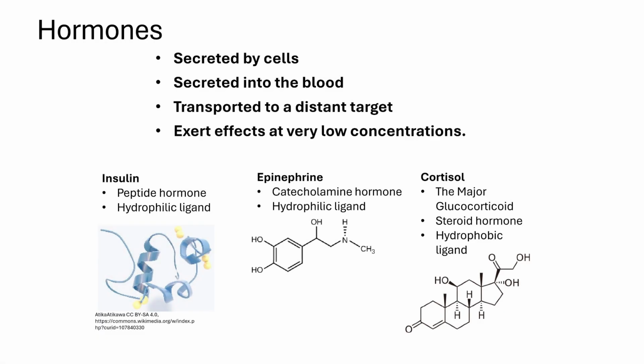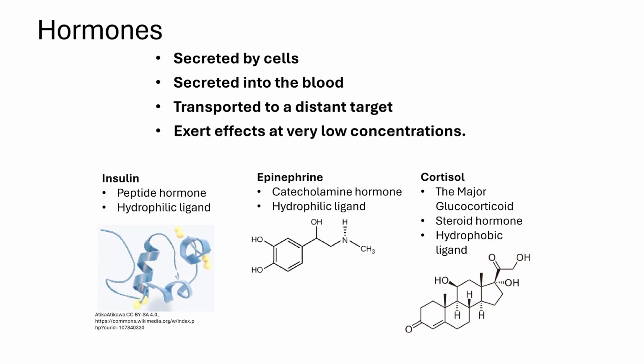A hormone is a chemical message secreted by an endocrine organ that travels through the bloodstream or lymph to affect cells in another part of the body. Hormones are very powerful even at very low concentrations, like nanomolar or picomolar levels. Examples include insulin, epinephrine, and cortisol.